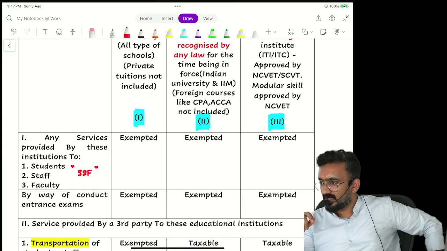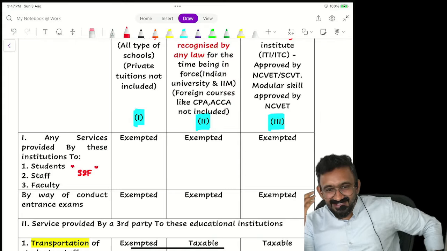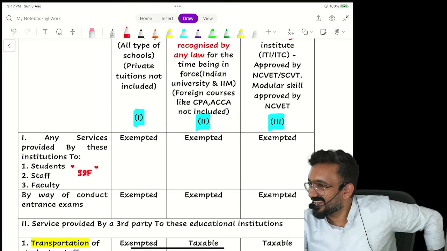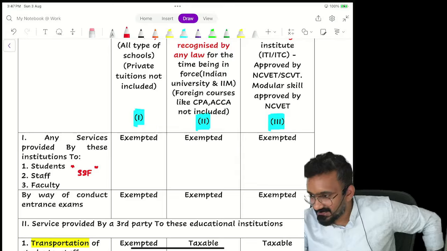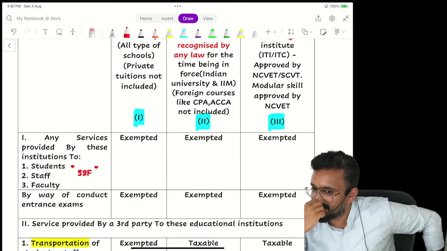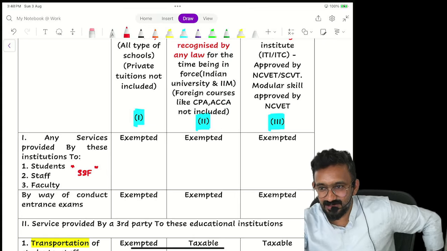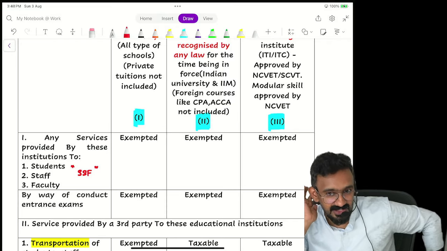Uniform is service, huh? Hey, am I talking about exempted service, huh? Don't go immediately. Okay, exempted. That is goods. That is not something that I'm discussing here. Okay, so some logic also you can apply. So any services.